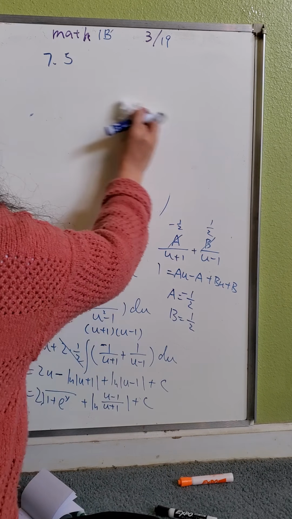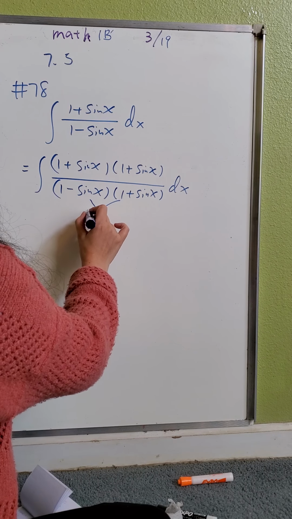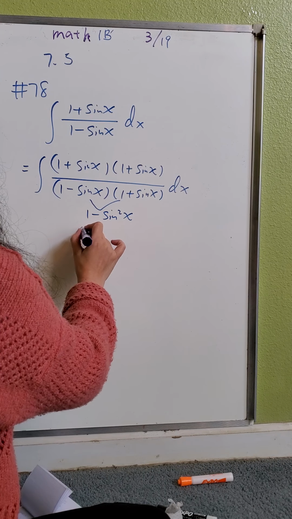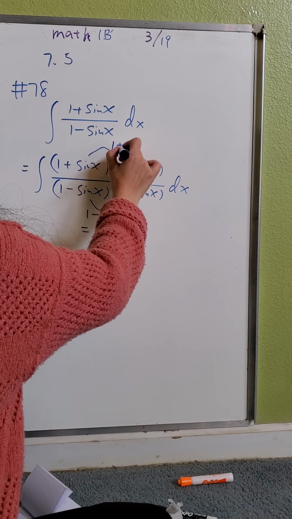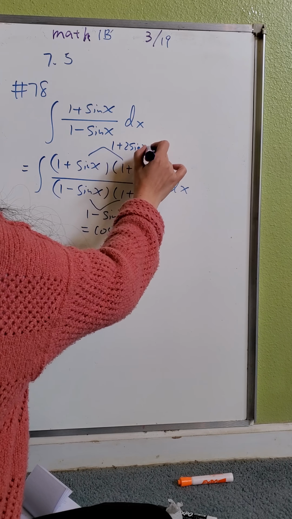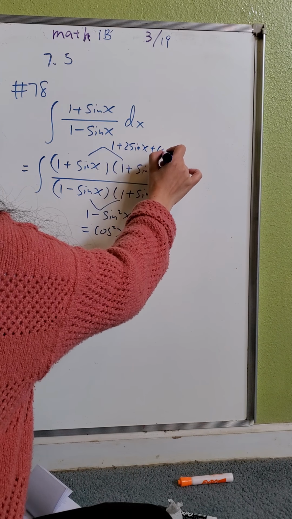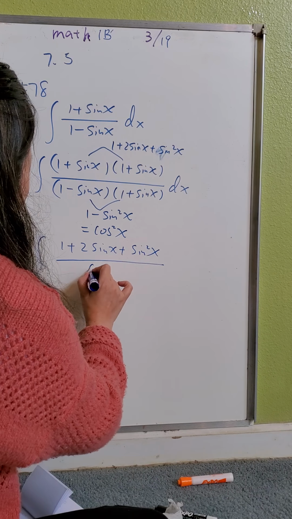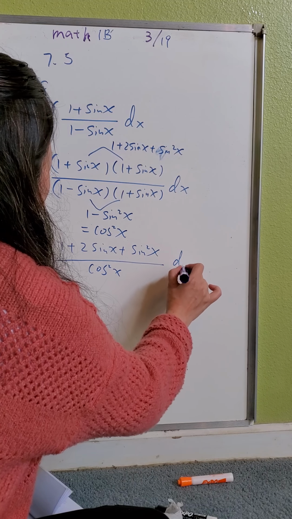You can see this conjugate becomes 1 minus sine squared x, and that will become cosine squared x. And then these two I'm going to just multiply together, so 1 plus 2 sine x plus sine squared x. So that becomes 1 plus 2 sine x plus sine squared x over cosine squared x dx.